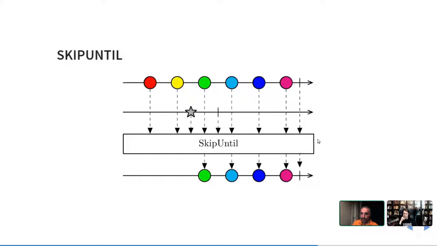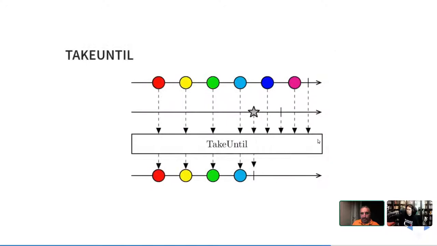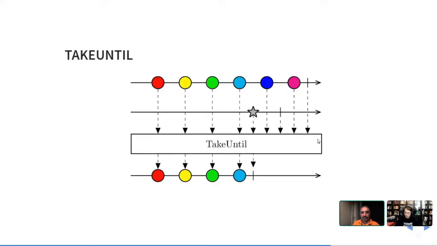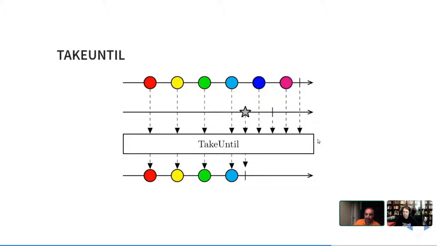because then you have operators for starting or for doing computation again. So you have skip until, you have take until. It is the opposite, like skip, take, skip until, take until. So it's going to take all the elements till an element arrives on the second sequence connected to the node.